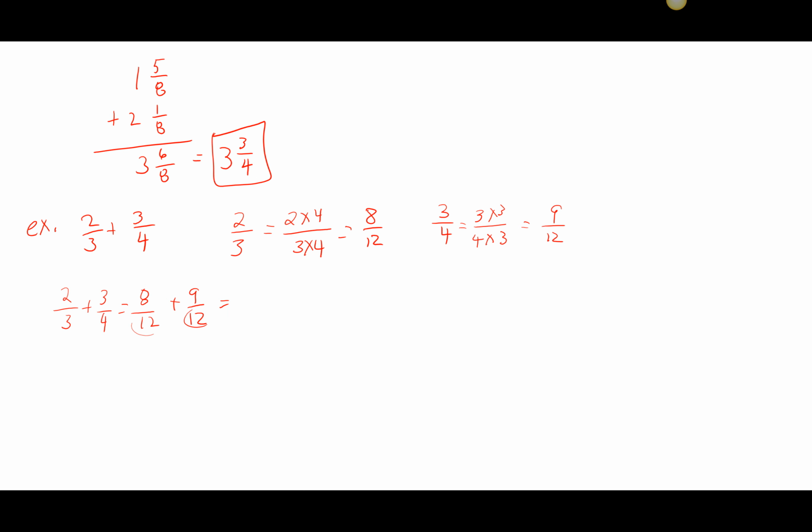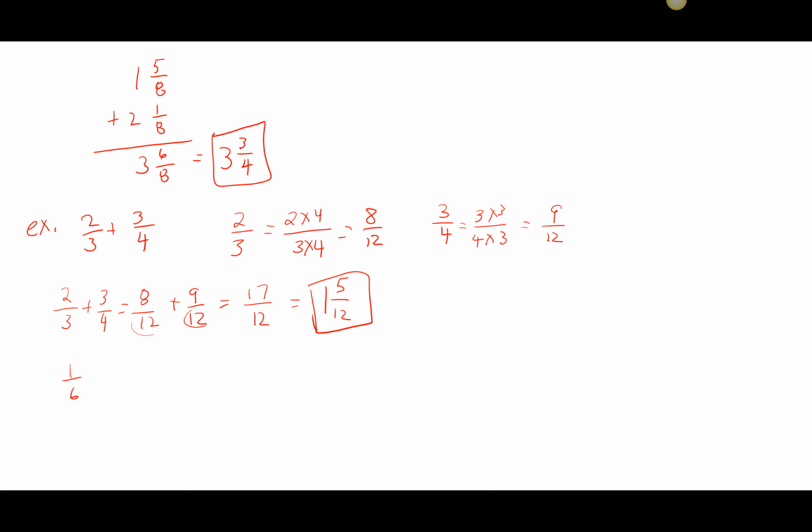So that's going to equal 8 plus 9 is 17/12. Well, we know that's an improper fraction, so 12 going into 17 one time with 5 left. So that's going to be 1 5/12. Okay? Let's try another one.